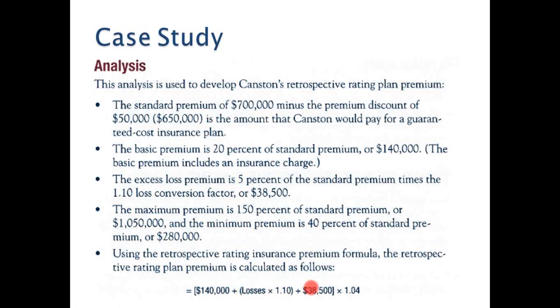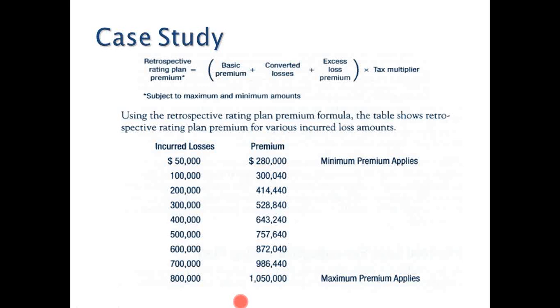So based upon this, this is the most I'd pay: the $140,000 plus the additional amount. But the minimum premium I know at this point would at least be $280,000. But this helps us decide what that premium would be. So using this, here's the example. Here's the formula that we just mentioned.